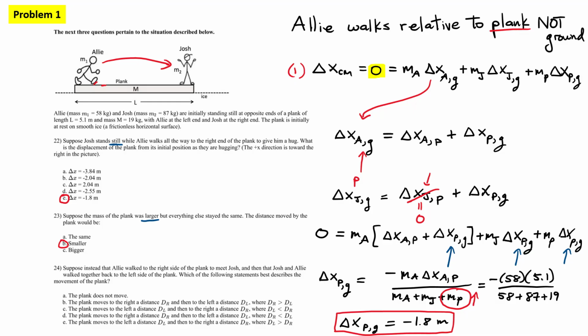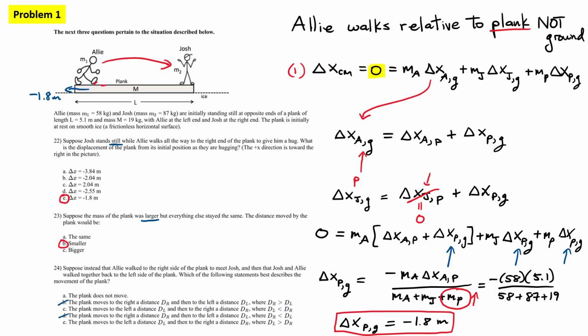All right, the next question says, suppose instead that Ali walked to the right side to meet Josh, and then they both, Josh and Ali, walked together back to the left side of the plank. Which of the following statements best describes the motion of the plank? Well, for the first part, look at what we got. We got minus 1.8 meters. That means when Ali walks all the way to the right-hand side, the plank moves this way, minus 1.8 meters. Minus just tells me the direction. So it tells me that initially it moves to the left-hand side. So one thing we can get rid of is anything that says that initially it moves to the right-hand side. That's not what's going to happen.